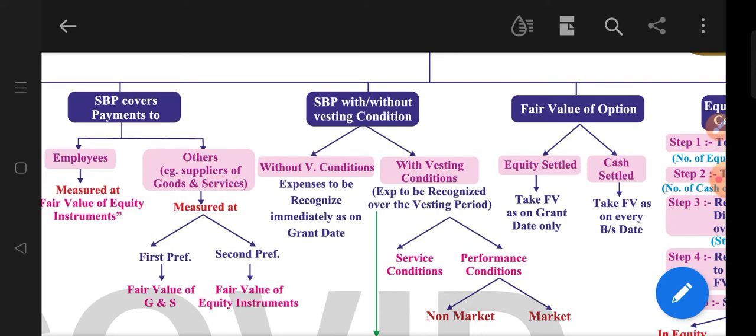And the vesting period full means if it is for example 3 years vesting period இருக்குனா, we have to recognize over the period of the 3 years. Okay, so share based payments with the vesting conditions means we have to recognize over the vesting period, okay, but if it is without vesting conditions na, we have to treat that one as an expense immediately.